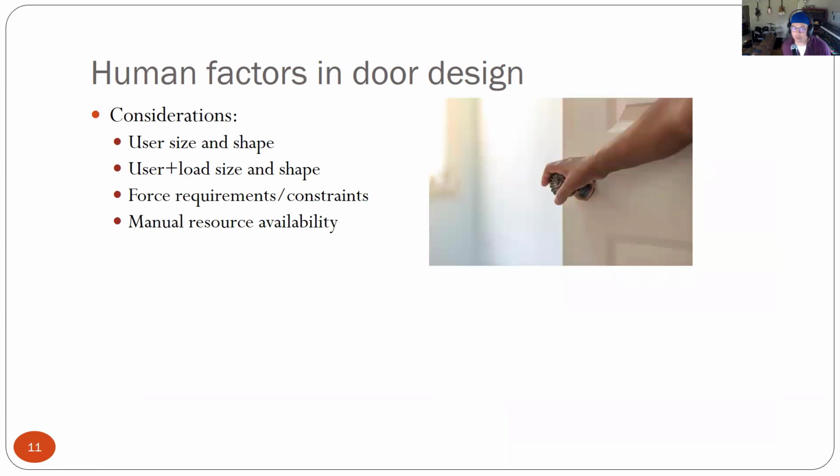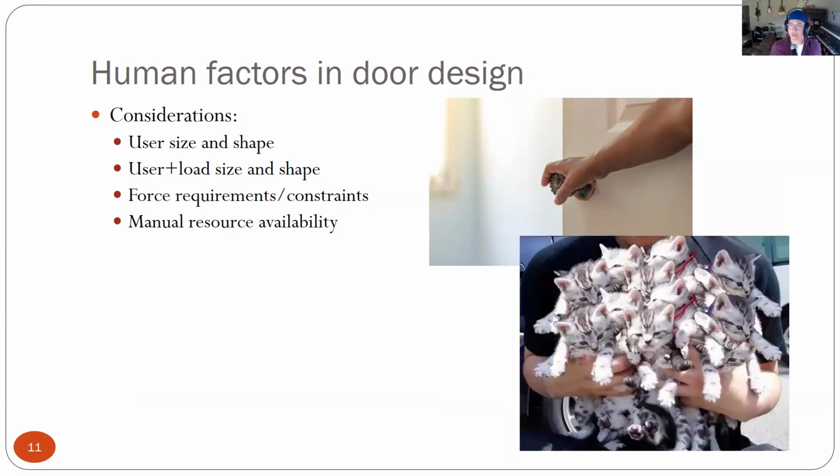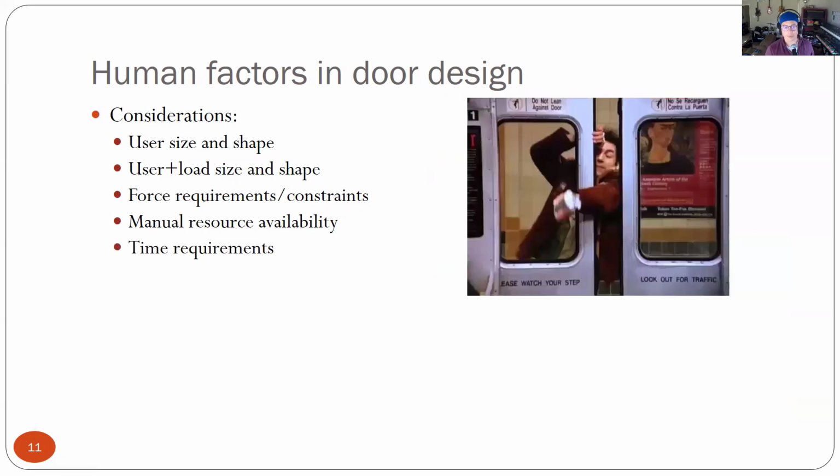Think about our manual resource availability. Not only am I bringing a big pizza in and I need that dimension handled, I have to consider the fact that it takes an arm and a hand to operate this door. And if my arms and hands are unavailable because I've got an armful of kittens, then how am I going to manipulate that door handle? Maybe this means I need an alternative way to activate that door handle.